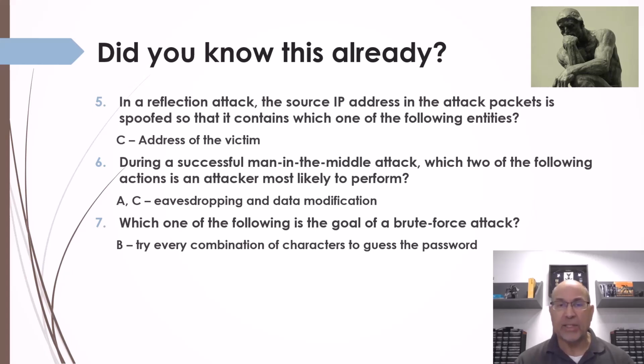Well, in reflection attacks and amplification attacks, the destination will be the address of the victim because the attacker is just trying to send traffic to that victim via the reflector. Question number 6. During a successful man-in-the-middle attack, which two of the following actions is the attacker most likely to perform? Well, the whole reason for a man-in-the-middle attack is to do eavesdropping, so that was one. Now, the data modification part is the attacker has to complete the connection. So the attacker has to forward traffic between, say, the client and server.